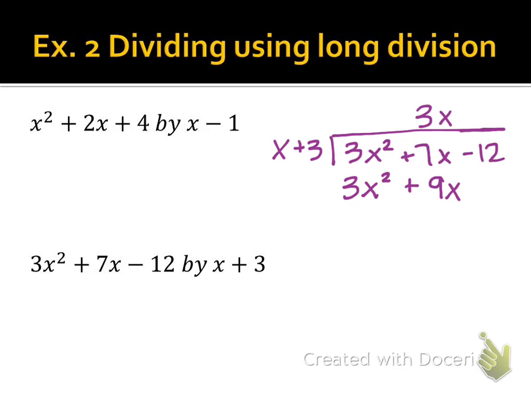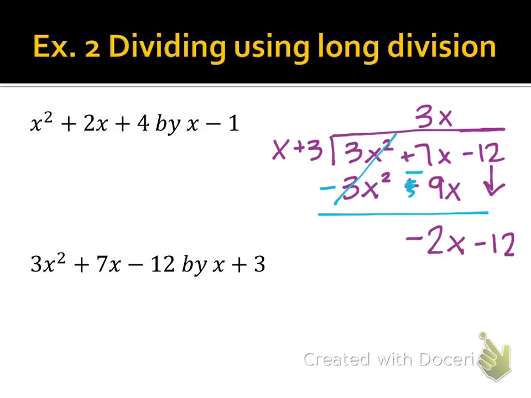Now, what's that rule that you have to remember? Change your signs. So this becomes a negative 3x, and this 9 becomes a what? Negative 9. What happens to that first term? Cancels out. That's the whole point. We want it to cancel out. What is 7 minus 9, or 7 plus negative 9? Negative 2x. And then I drop down my negative 12.